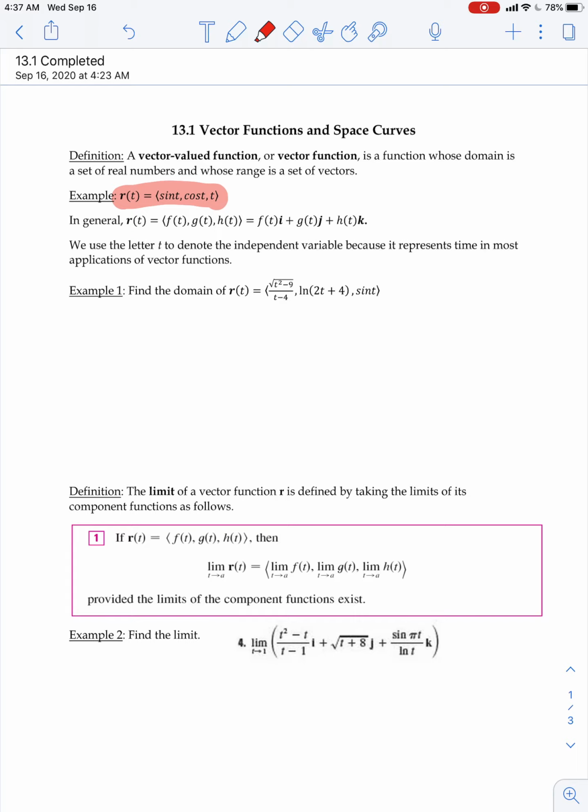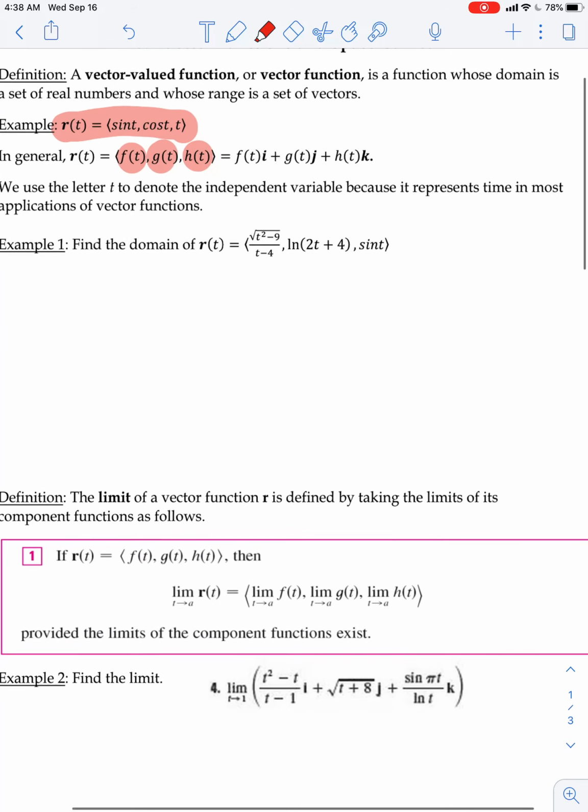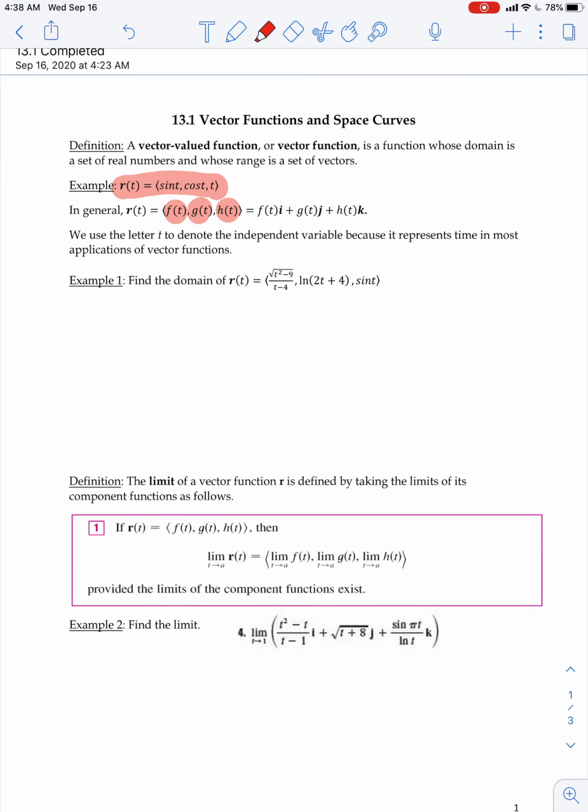Alright, so we could just write this as r of t is equal to f of t, g of t, and h of t, where they each represent a different type of function for each component, x, y, and z. We use the letter t to denote the independent variable because it represents time in most applications of vector functions. So let's look at example 1. All we're going to do is find the domain of our vector function.